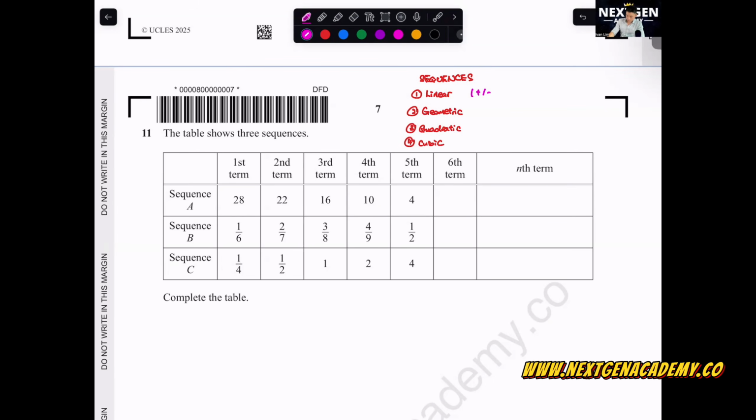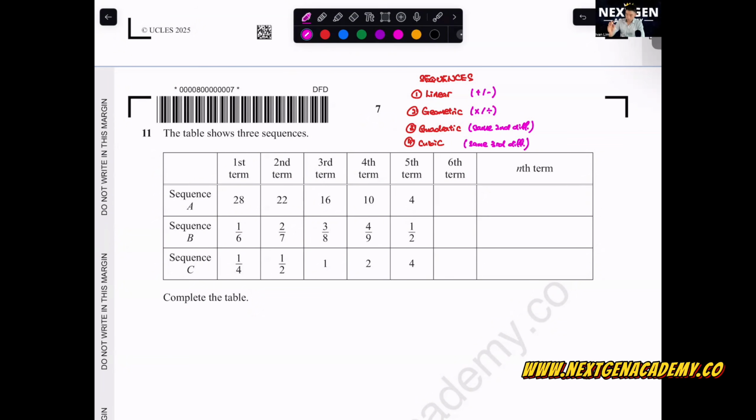What are the conditions? Linear is when you got plus or minus from one term to another term. Geometric means you got times or divide. Quadratic means same second difference. Okay, this is a condition. Cubic, same third difference.